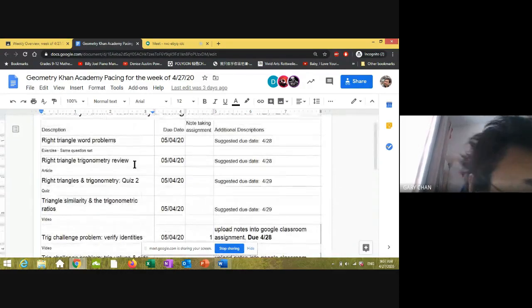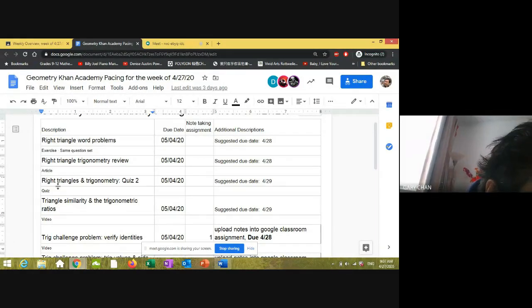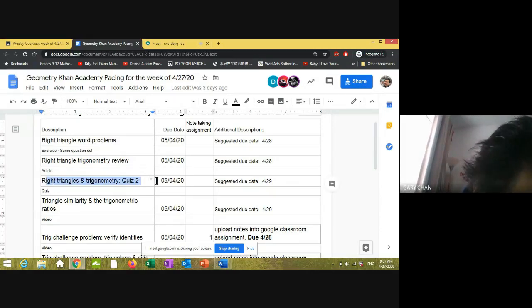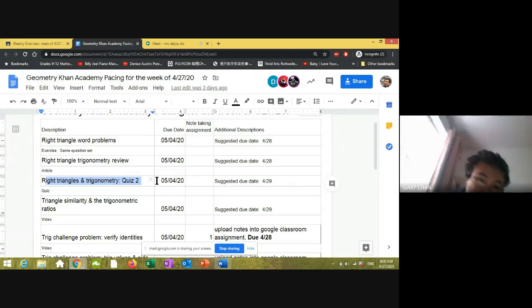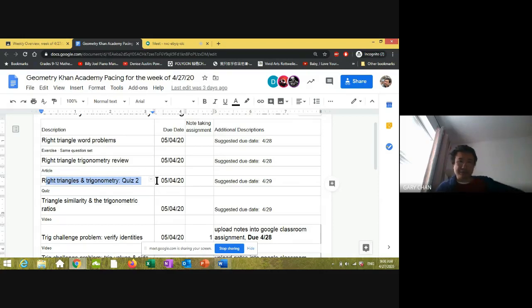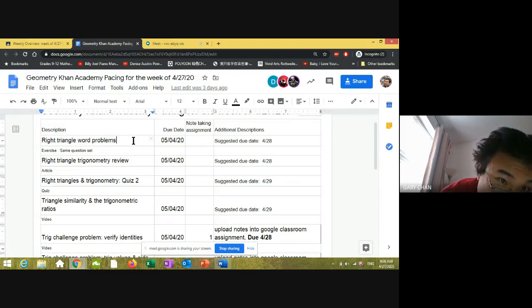And then there are 2 exercises. One is an exercise on right triangle word problems, and another is a quiz. Even though it's labeled as a quiz right here, this is not treated as a quiz. It's treated as an exercise. So get it done, and then you'll get the credit for it. During office hours today, what I will do is go through the first exercise here, which is right triangle word problems. This guy right here. So that's what I want to do.